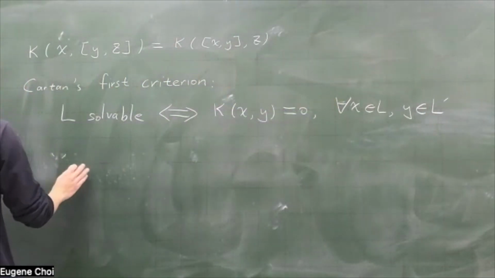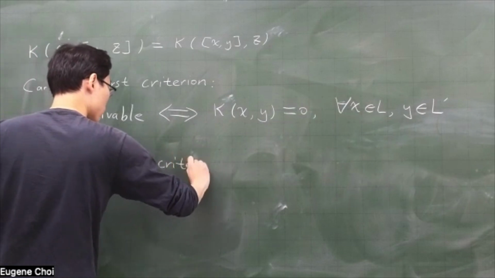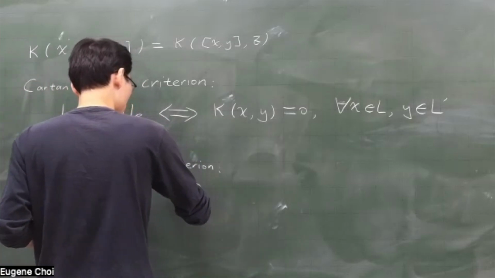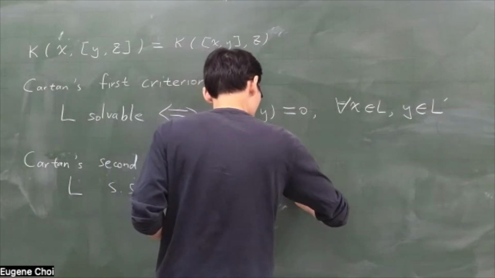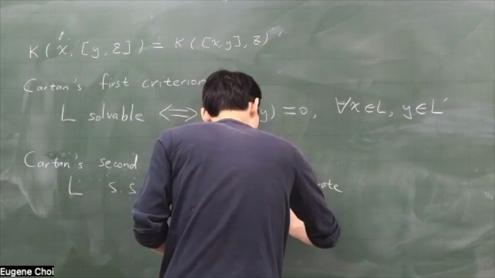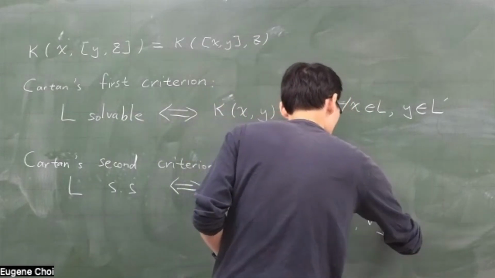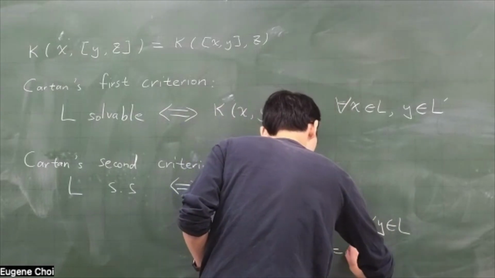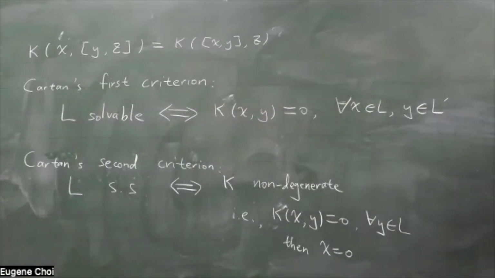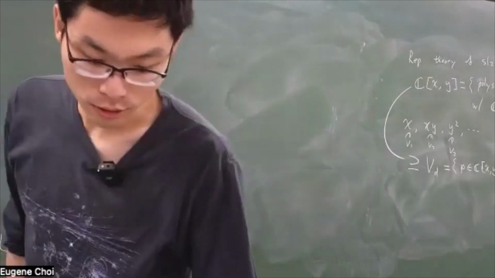And then we have Cartan's second criterion, which says L is semi-simple if and only if kappa is non-degenerate. In other words, if kappa of x, y is zero for any y in L, then x is zero. Otherwise it is degenerate. Or as a matrix, this means the determinant of kappa is not zero. So that's the Killing form.